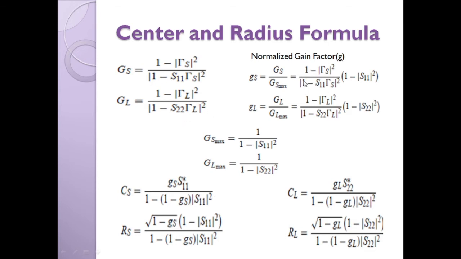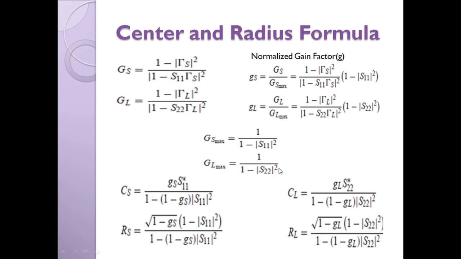Now the next very important formula is the normalized gain factor. On the source side, small gs is equal to capital GS divided by GS max. This GS max represents the maximum gain obtained from the source side. When you compare this GS formula with the capital GS formula, you get that the GS max formula is 1 divided by 1 minus mod of S11 the whole square. Similarly, the load side normalized gain factor is GL divided by GL max, and for GL max the formula is 1 divided by 1 minus mod of S22 the whole square.